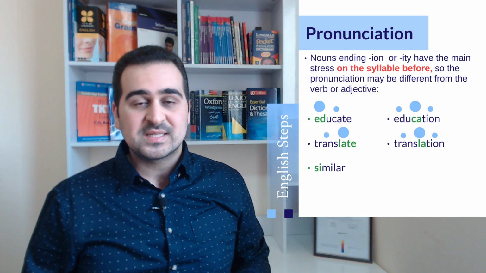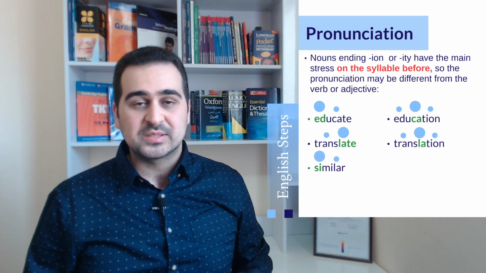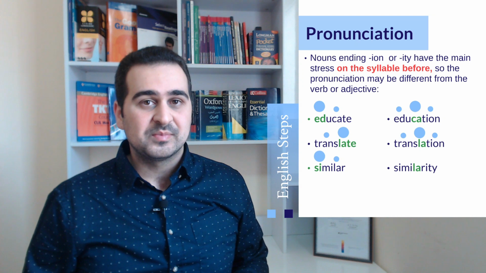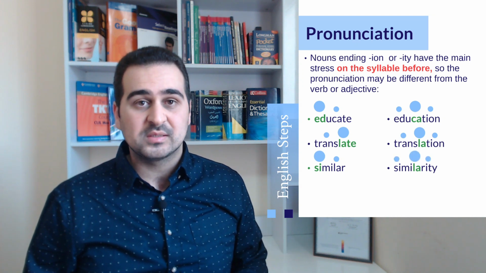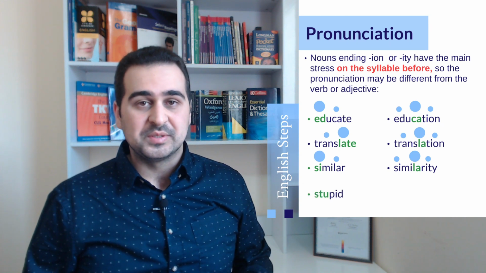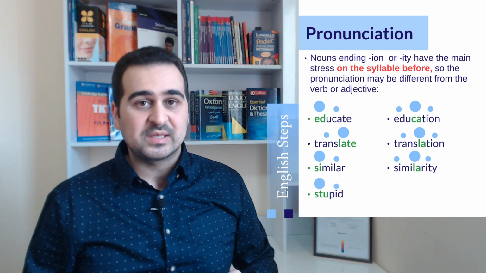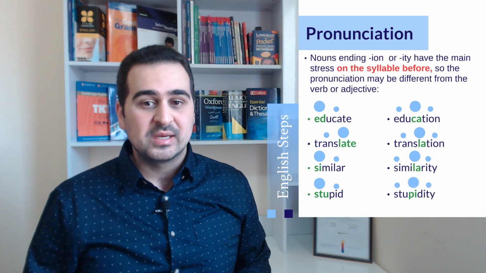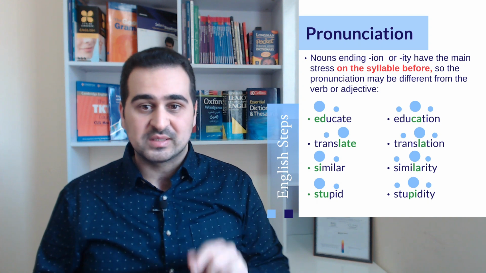The word similar, here the stress is at the beginning. Similarity, the stress here comes on the second part in the middle. Stupid, the stress here is at the beginning. When we add the suffix ity, stupidity, we notice that the stress here comes on the syllable that is before the suffix, stupidity.